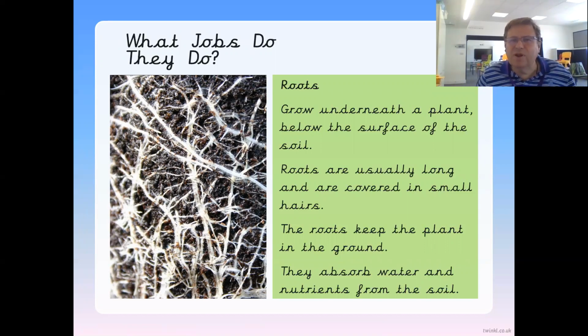So they stop the plant being blown away or moving or someone disturbing it, but they also absorb water. They take in water and nutrients from the soil to help the plant grow. So it's like getting it plant food. They get their plant food, we eat to get our food. They actually absorb it through the roots. So that's why the roots are really important.